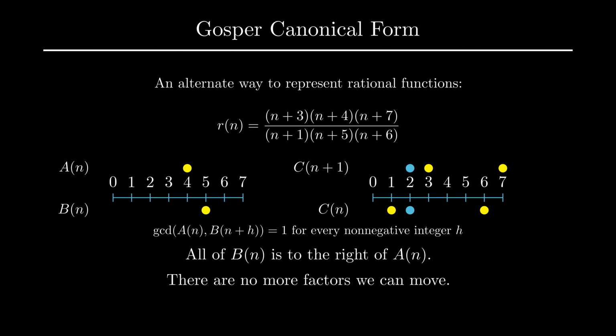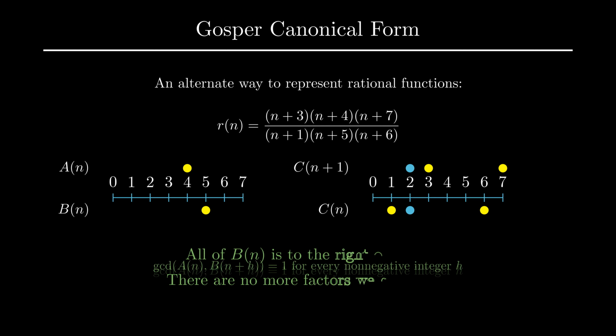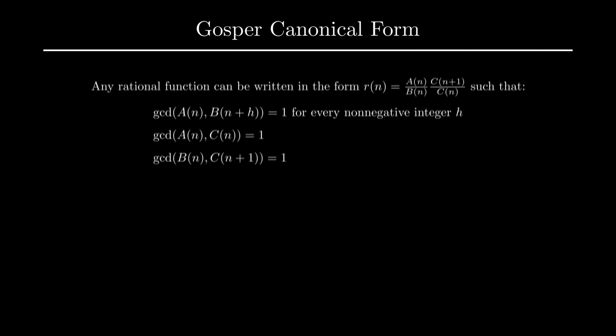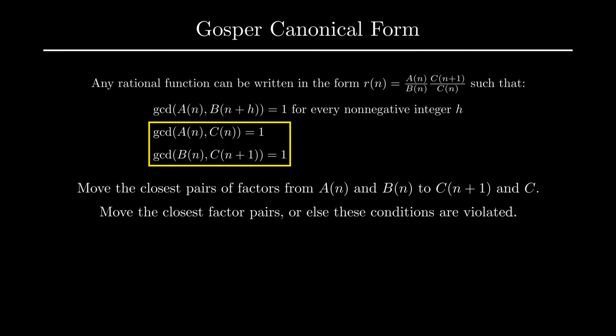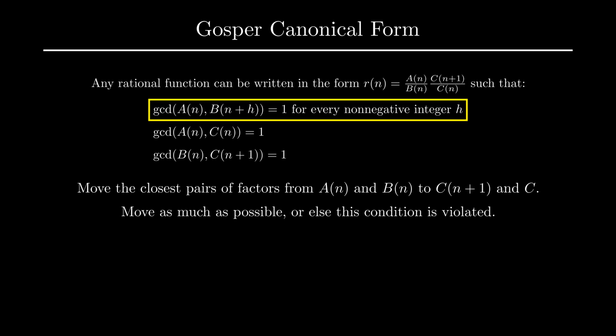Put together, this simply means that when resolving the pairs of factors of a and b to move to c, you have to keep moving the closest possible pairs until you can't move anything else. If you don't move the closest possible pairs, you would violate conditions 2 and 3, as you would be crossing over other a or b points. And you also have to move as much as possible, or else you would violate condition 1.